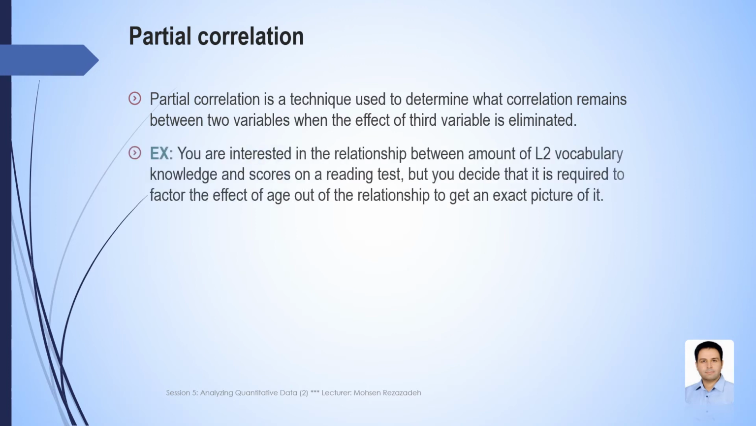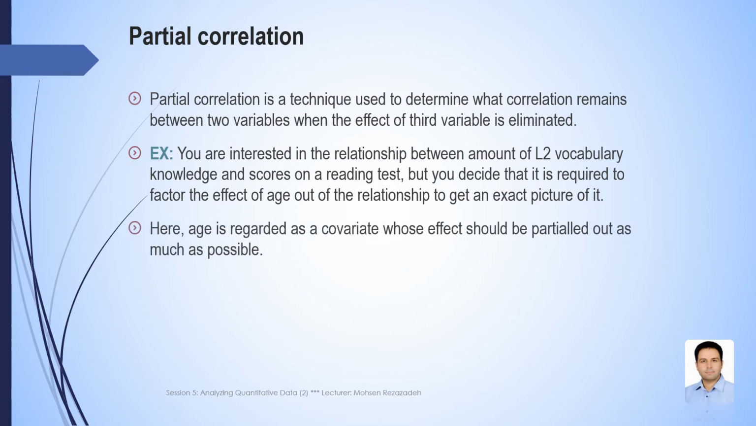suppose that you are interested in the relationship between amount of L2 vocabulary knowledge and scores on a reading test, but you decide that it is required to factor the effect of age out of the relationship to get an exact picture of it, because you may think that age might have an effect on the students' vocabulary knowledge and their scores on the reading test. So here, age is regarded as a covariate whose effect should be partialed out as much as possible.